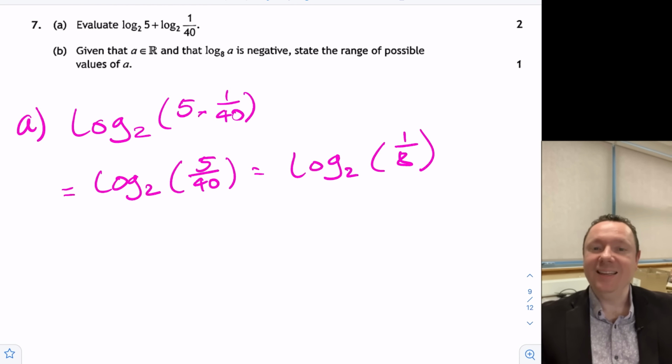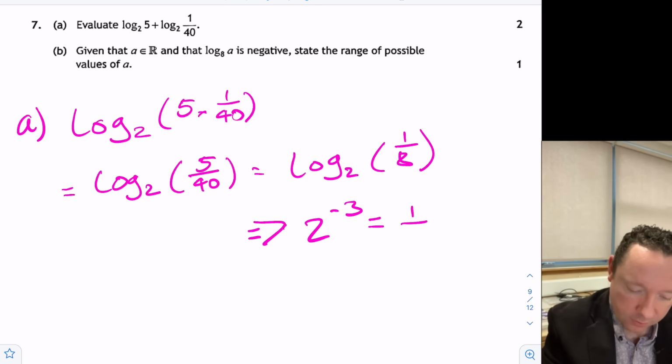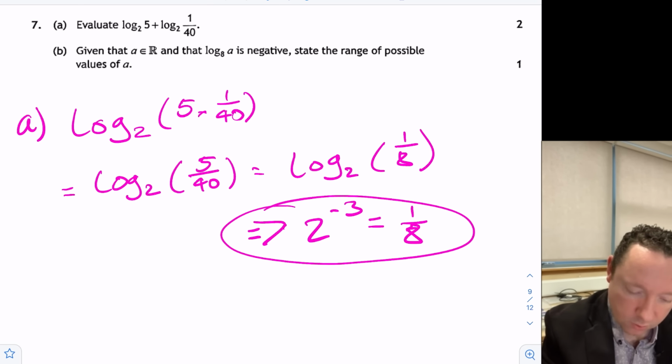Well, 2 to the power of 3 is 8, so 2 to the power minus 3 is 1/8, because it's 1 over 2 to the power of 3. So that means that 2 to the power minus 3 equals 1/8. So this means that the answer is minus 3.